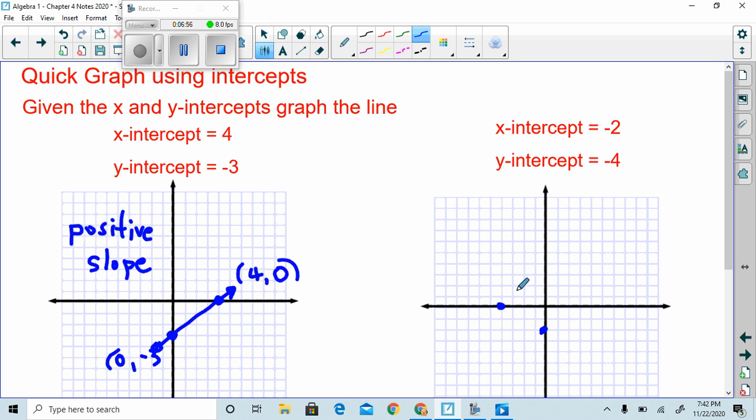y-axis, and I did that wrong. Let me redo that, please. Okay, let's try that again. My x-intercept is -2, 1, 2, and my y-intercept is 1, 2, 3, 4. Sorry about that. And there's my line. And that one has a negative slope. It's going downhill.